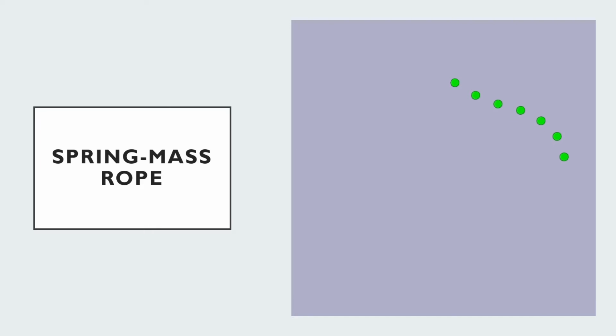The first thing I implemented with the spring mass model was a rope. I wanted to implement something as simple as possible, which in this case is a series of masses connected by springs.